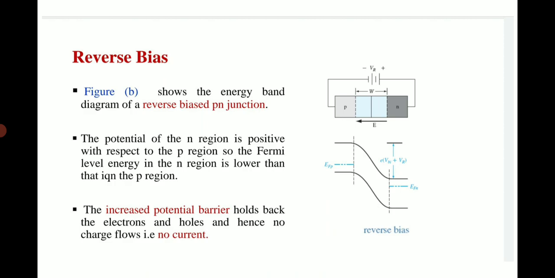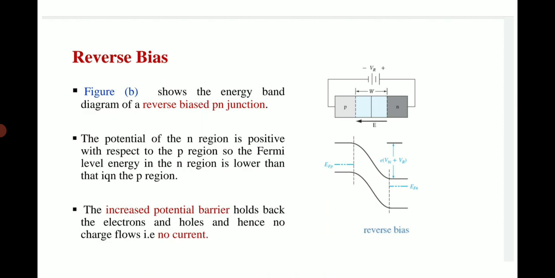So the Fermi level in N region is lower than in P region. Fermi energy level in the N region is lower than the P region, and so the increased potential barrier holds back the electrons and holes. Hence no charge flow, and that is no current. Charge flow न झाल्यामुळे करंट सुद्धा काय आपल्याला भेटणार नाही.